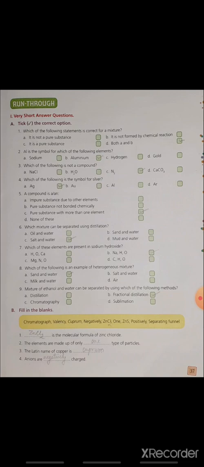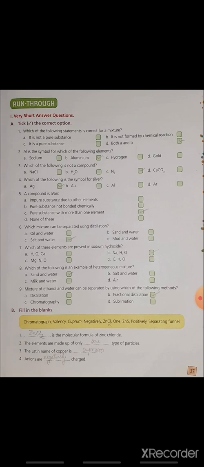Now we will discuss the very short answer questions, that is, take the correct option. Which of the following statements is correct for a mixture? That is D, both A and B. Al is the symbol for which of the following elements? That is aluminium. Which of the following is not a compound? That is nitrogen. Which of the following is the symbol for silver? That is Ag. A compound is a pure substance with more than one element. Which mixture can be separated using distillation? That is salt and water.